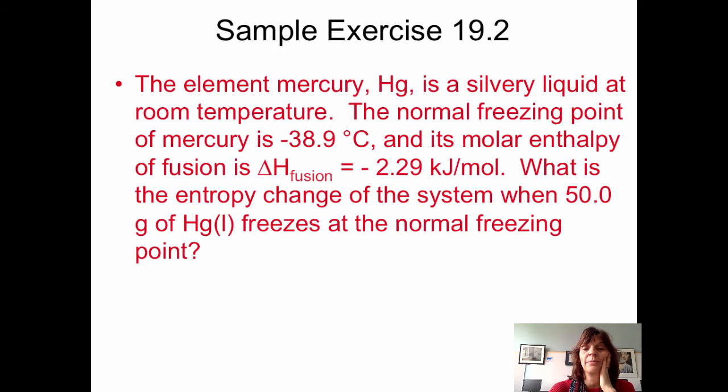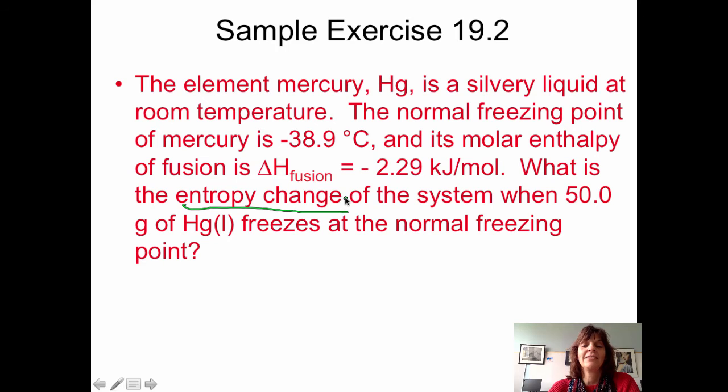For example, exercise number 19.2. If you have mercury at room temperature and you get it to its freezing point, its molar enthalpy delta H is negative 2.29 kilojoules for every mole of mercury. So that is how much Q it would take to freeze a mole of mercury. If you wanted to melt a mole of mercury, you would have to put in a positive 2.29 kilojoules for every mole.